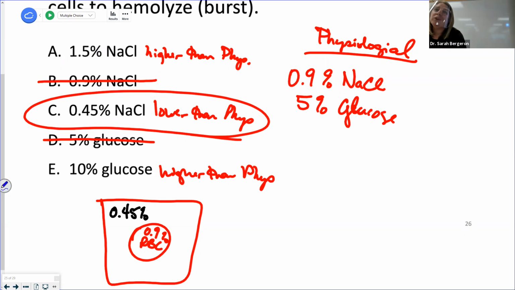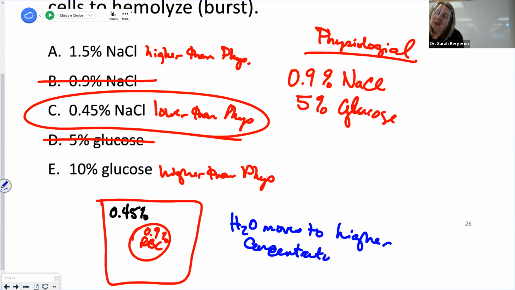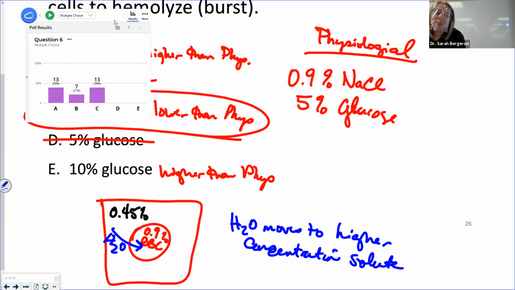What is water going to do? Water moves to what? Higher concentration, C-O-N-C-E-N-T, concentration of solute. So where's a higher concentration of solute? It's in the cell. So water is going to go in and make the cell burst. Yeah? So there's more than one way to get to the answer.